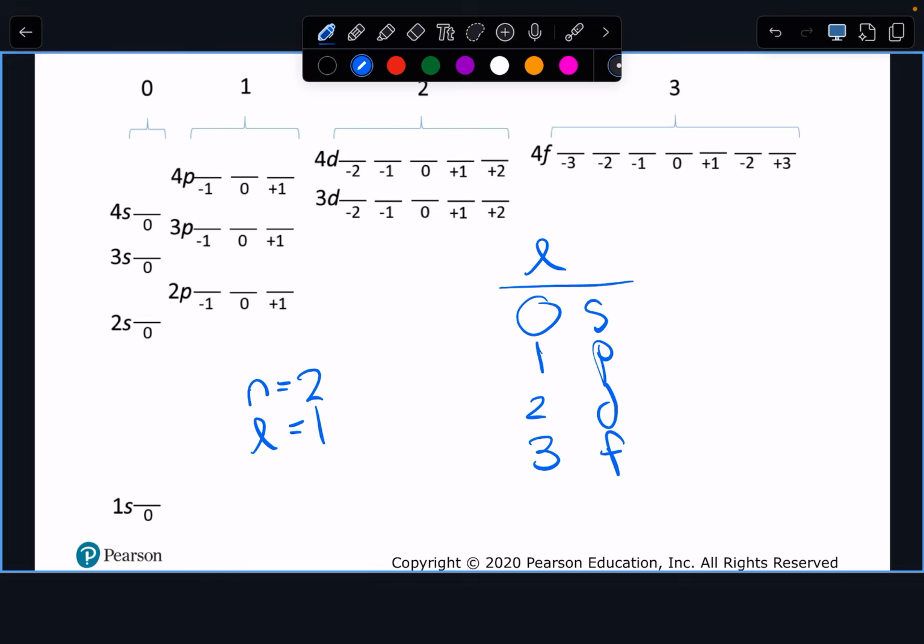So on your notes, write L equals, and then that's this value. So all of the s orbitals, they have an L of, I just said 1, L of 0. All of the p orbitals have an L of 1, d, 2, etc.